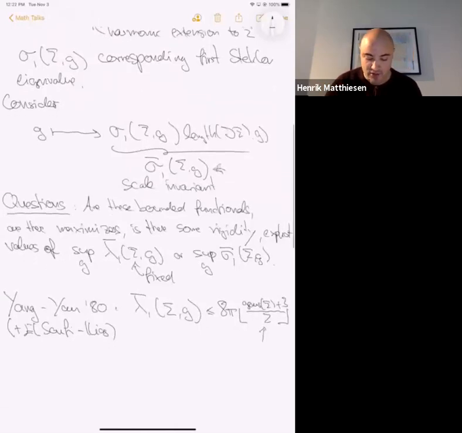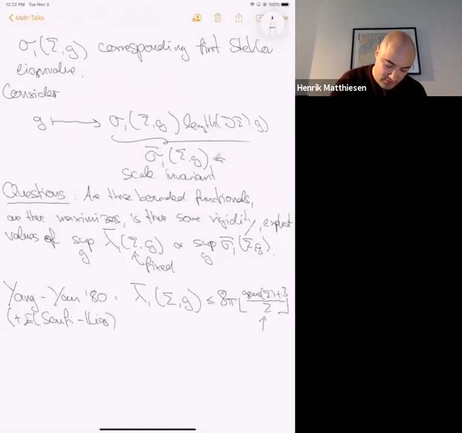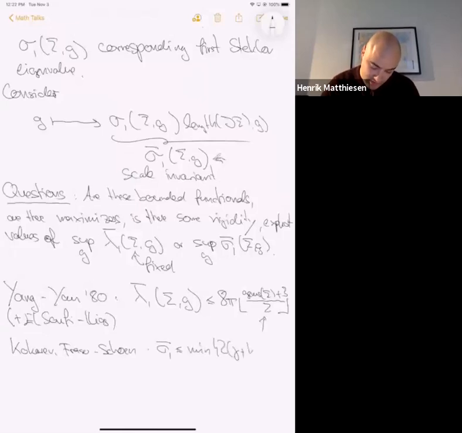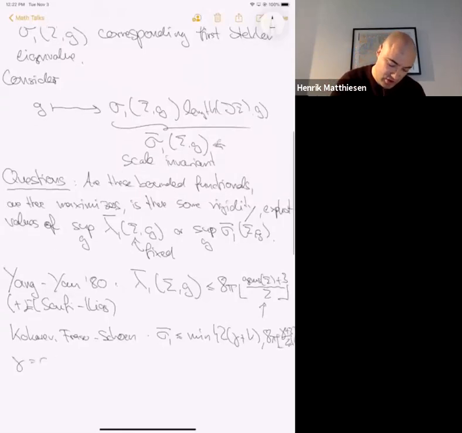Okay, so this gives you boundedness, and you have something similar for Steklov. For Steklov, there's work by Kokarev and then Fraser and Schoen, which gives you the same thing. It gives you that sigma 1 bar is at most the minimum of 2 gamma plus k, and you can put 8 pi times (gamma plus 3) divided by 2. I'm sorry, here gamma is the genus, and k is the number of boundary components of Sigma.